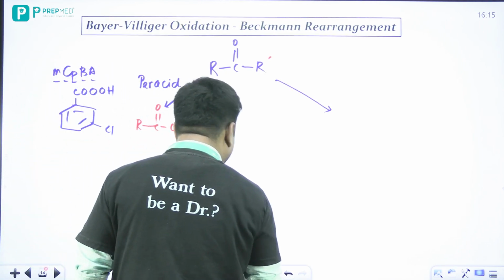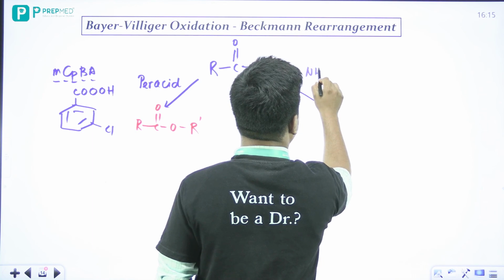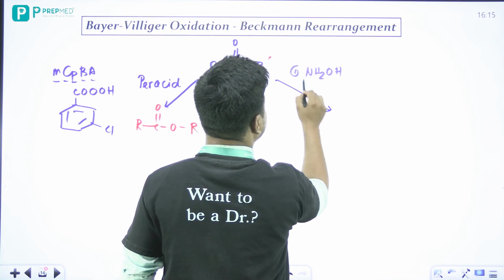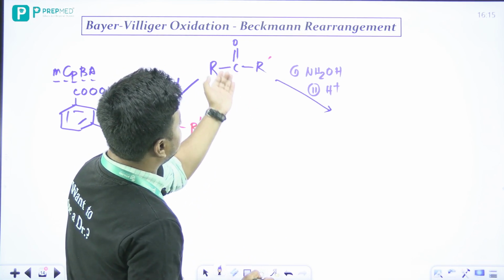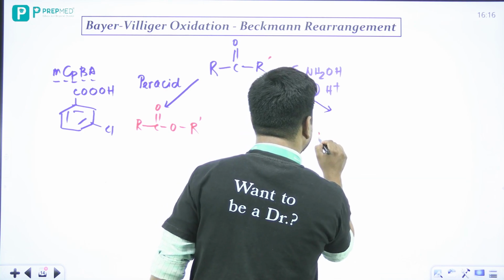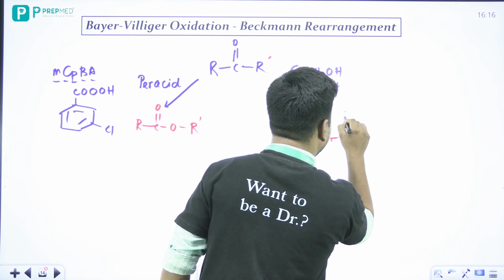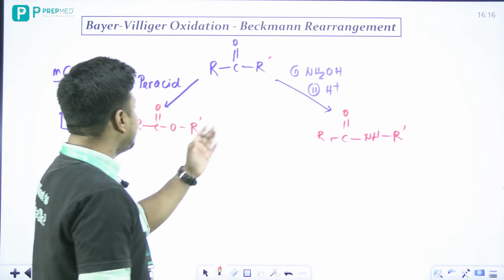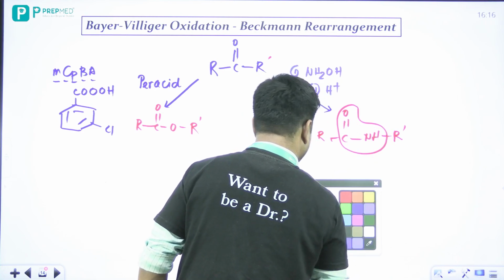And in the case of the Beckmann rearrangement, if I write the reagent, first we treat with NH2OH, that is hydroxylamine, and then in the second step we treat with H+. Now in this case this will convert and give you the product R C double bonded O, N H R prime. So this is basically an amide molecule.